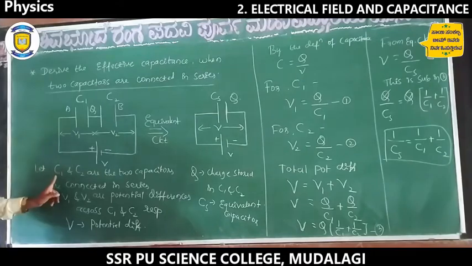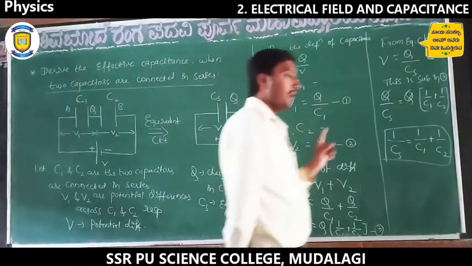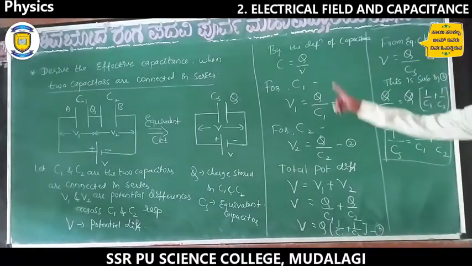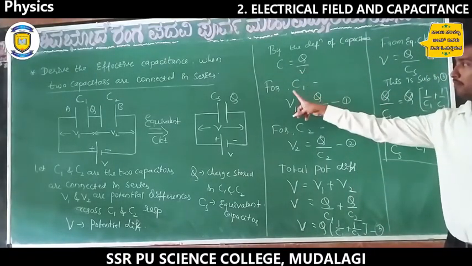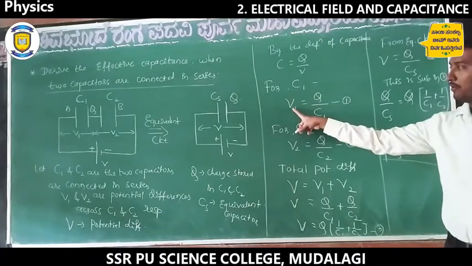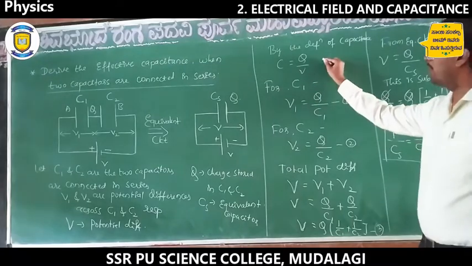Okay, so this is how the expression for C1 and C2 comes. Next we have the definition for capacitance. The definition of capacitance is C equal to Q by V. For C1, we can write V1 equal to Q by C1. I am rearranging the equation.